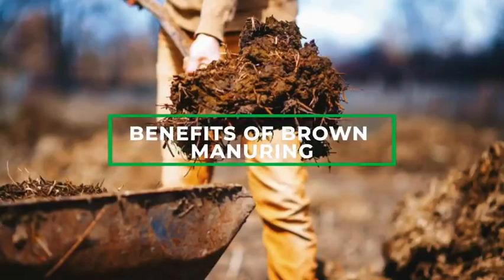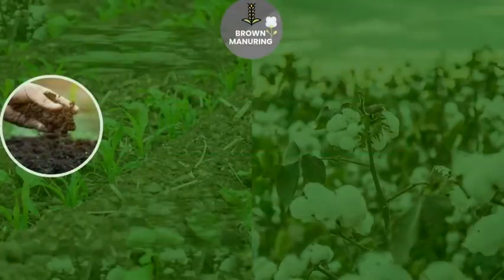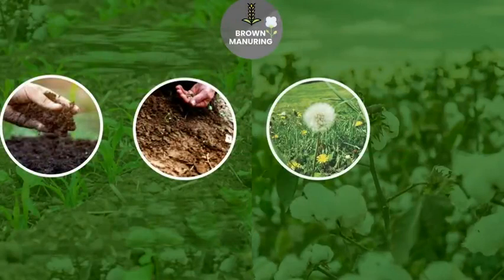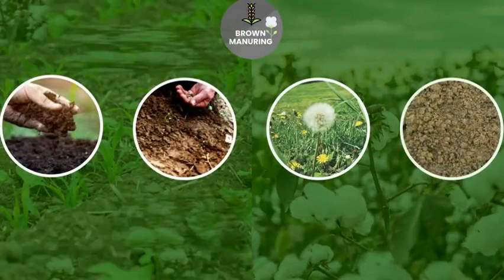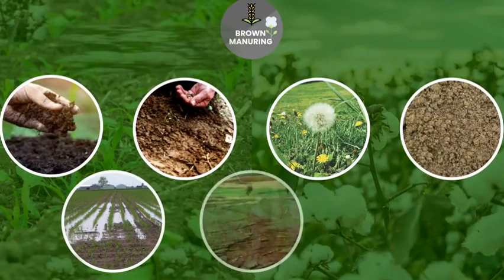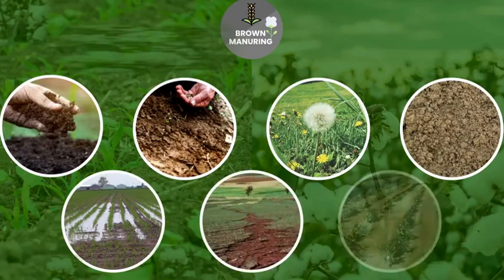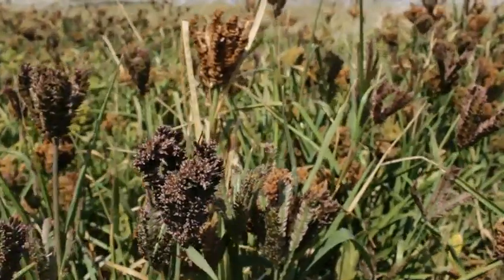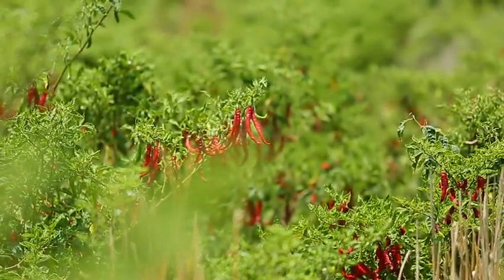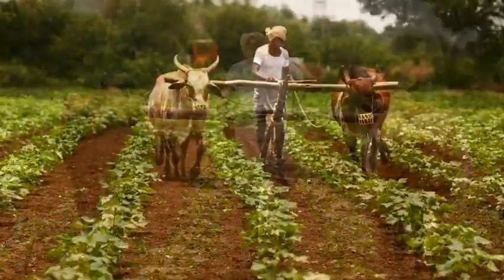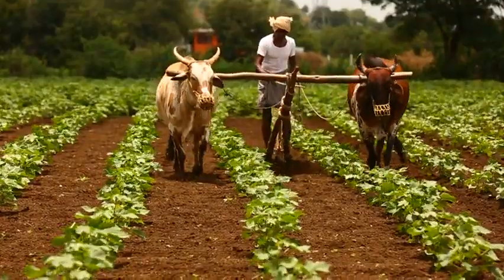Benefits of brown manuring: improves soil health, increases buffering capacity to moderate changes in soil pH, reduces weeds, improves soil structure, increases water infiltration and retention, reduces wind and water erosion risk, reduces the impact of extreme temperatures. The change in the cropping pattern and introduction of crops which enhance the soil fertility are necessary to make agriculture more remunerative and sustainable.